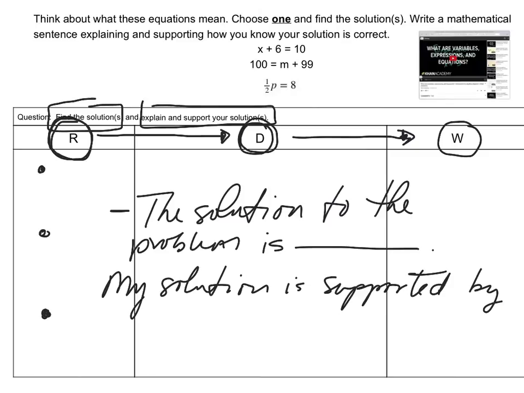Once you have put down the complete sentences and you made sure that you've answered both parts of the question, the RDW process is complete. Thank you.